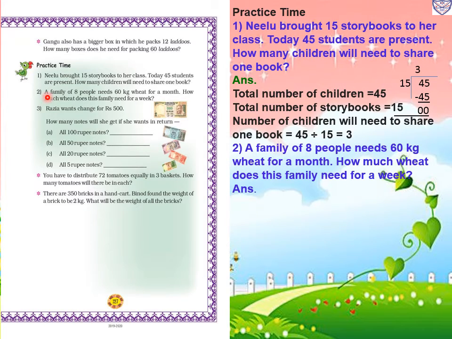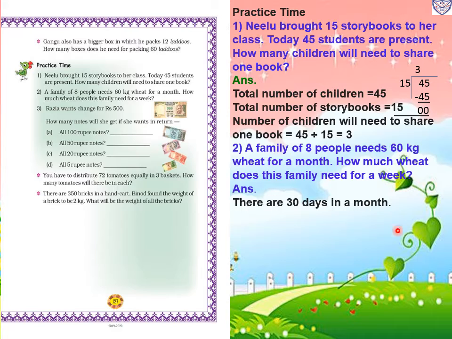Now next question. A family of 8 people needs 60 kg wheat for a month. How much wheat does the family need for a week? In a family there are 8 people, and they need 60 kg of wheat in a month. Now they are asking how many kg of wheat they need for a week.